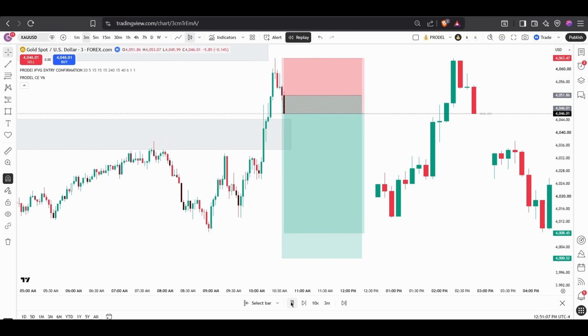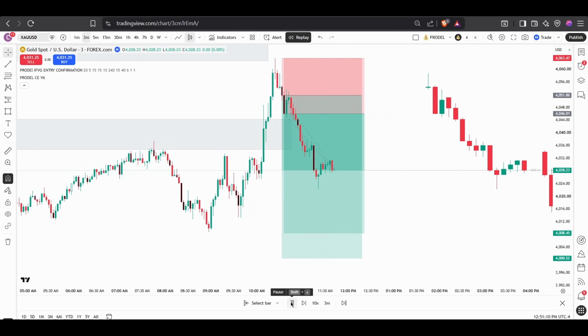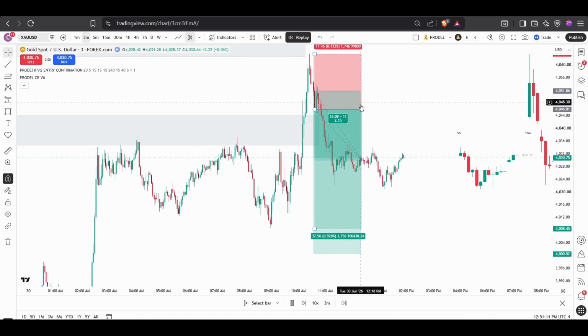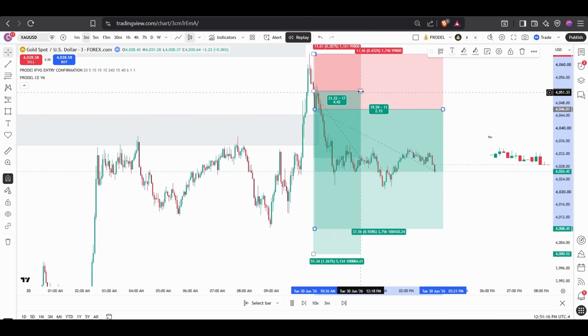And let's just play the market here, and it goes like this with the both entry indicators. You can see.